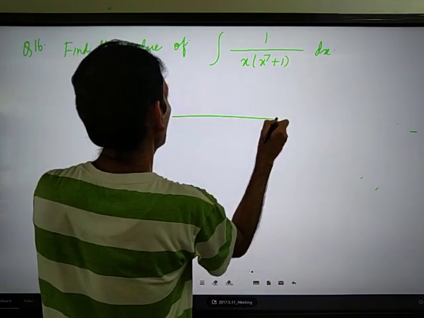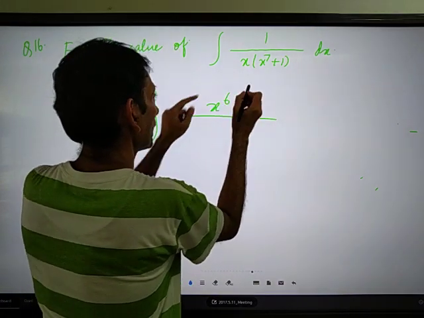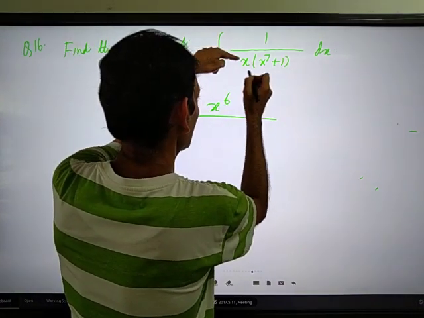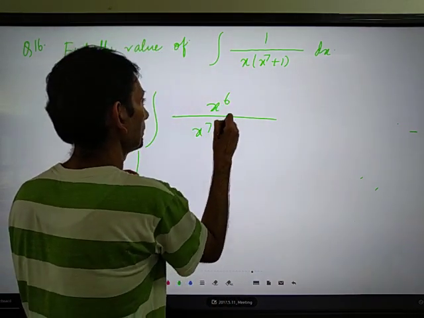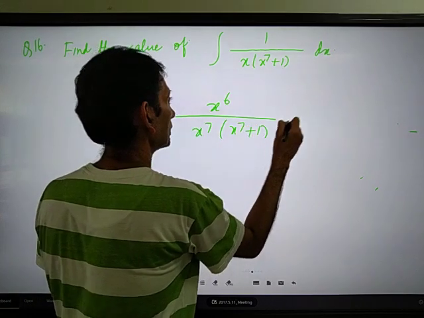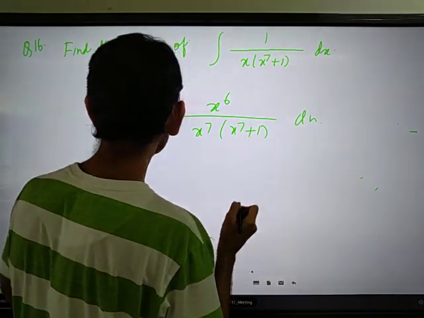So if you multiply the numerator, it will be x to the power 6, and if you multiply the denominator by x to the power 6, x to the power 6 gets multiplied by x, so we get x to the power 7, and x to the power 7 plus 1. The rest is very, very simple.